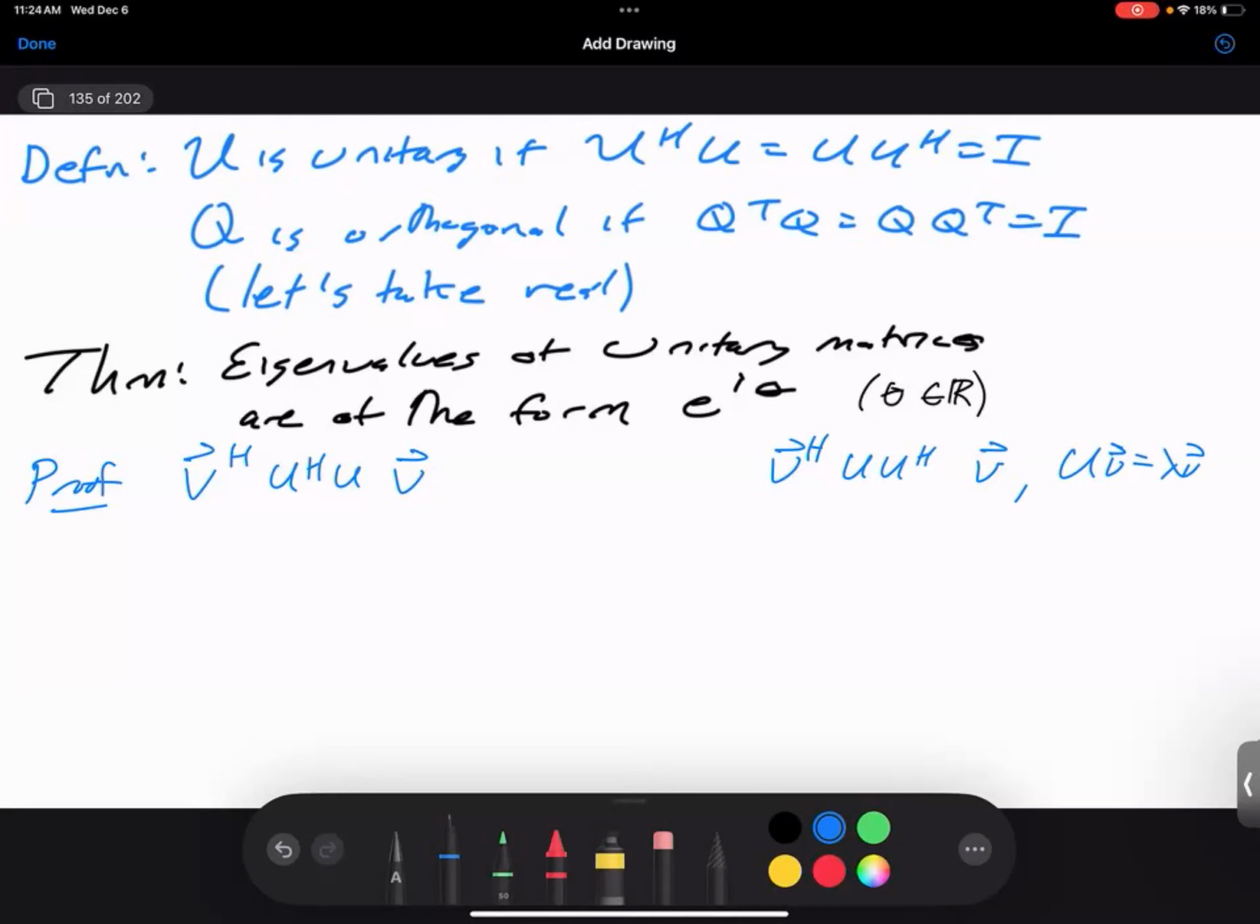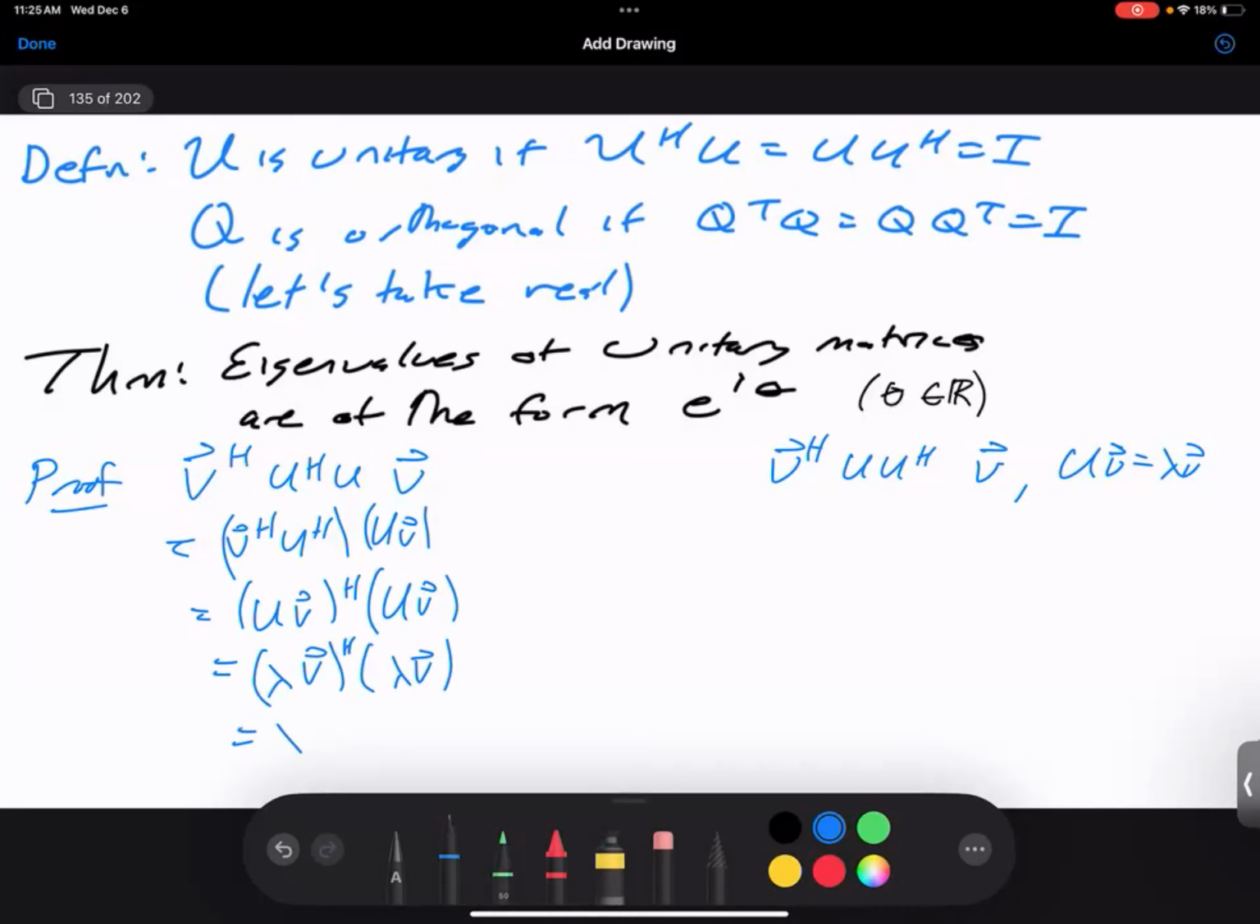Well, let's start to analyze. How would you analyze VH, UH, UV? Okay, so we split into two. So this would be VH, UH times UV. And now what can we do? So this is UV Hermitian UV. And so this becomes lambda V, lambda V, and there's a Hermitian here. So this becomes lambda bar lambda V Hermitian V.